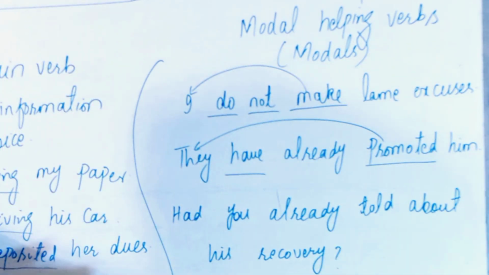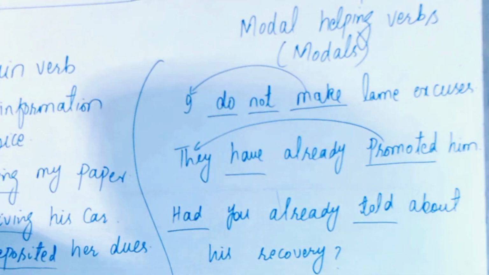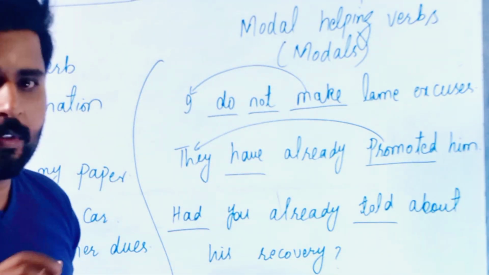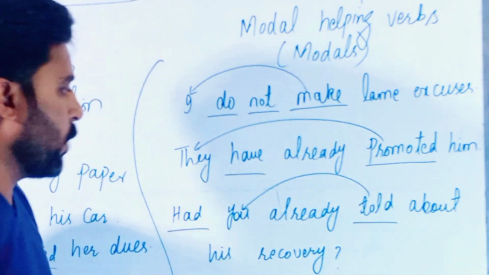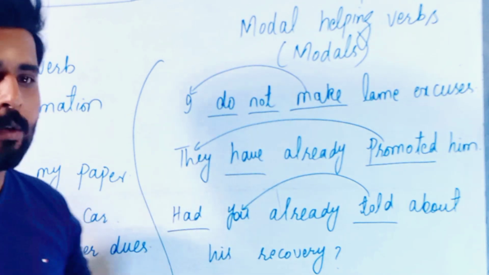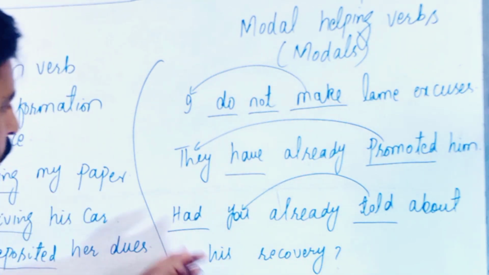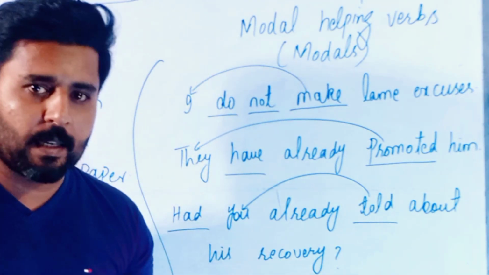In the last sentence, had you already told about his recovery? So here had is a helping verb, then we have used told. Told is the past participle form of the verb tell. Now here the subject of the verb is you. Had you already told, क्या आप पहले ही बता चुके थे about his recovery, उसकी सेहतयाबी के बारे में. So this sentence is written in past perfect tense.